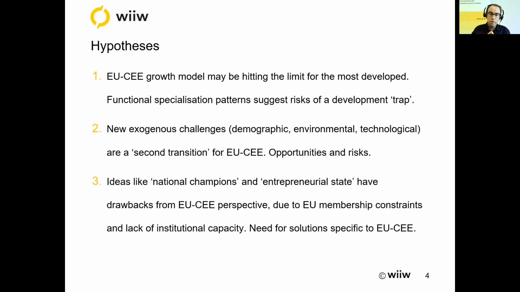The third part of this broad hypothesis is that a lot of the ideas that people talk about in terms of developing growth models and meeting the demographic, environmental, technological challenges of the present and future, things like national champions, the classic Japanese, South Korean model, or the entrepreneurial state, which is pushed a lot in Western Europe, are not necessarily applicable to Central and Eastern Europe, or at least not in the ways that they're typically formulated, for different reasons. And we need solutions specific to Central and Eastern Europe. So this is the basic framework that we started with.